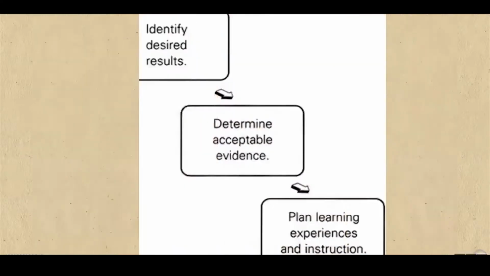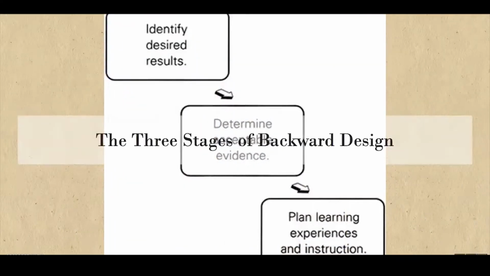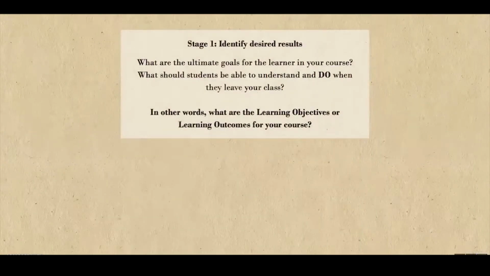Let's take a look at how to avoid this by talking more about the 3 stages of backward design. The first stage of backward design asks you to decide, what are the ultimate goals for the learner in your course? What should students be able to understand and do when they leave your class? In other words, what are the learning objectives or learning outcomes for your course? If you cannot decide the learning outcomes for your class due to state standards or other regulations, what are the outcomes for each module or unit you want to develop?